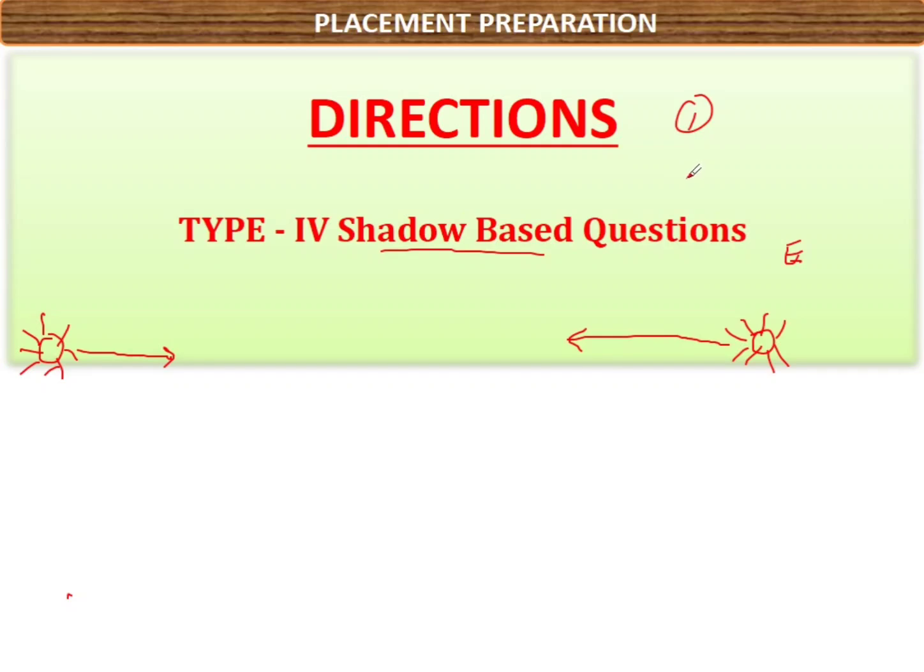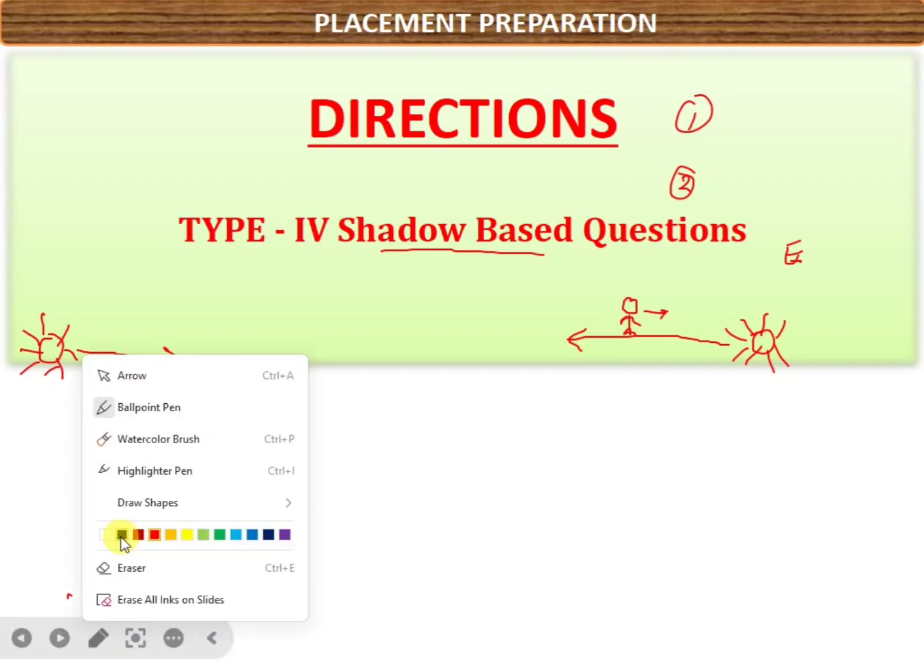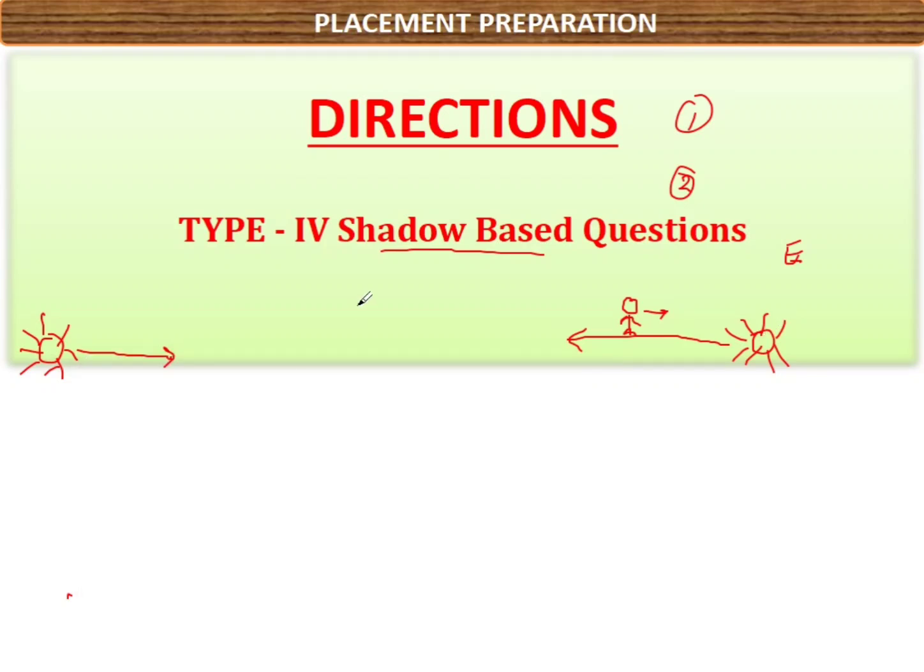The second point here. Assume morning time sun is here. I am standing here and I am facing towards the sun. That means sun is in front of me. My shadow will fall towards which direction? My shadow will fall towards west direction. Just now we have discussed.